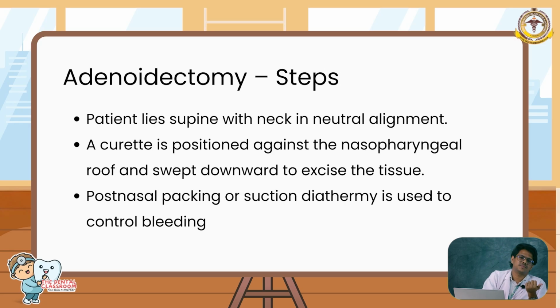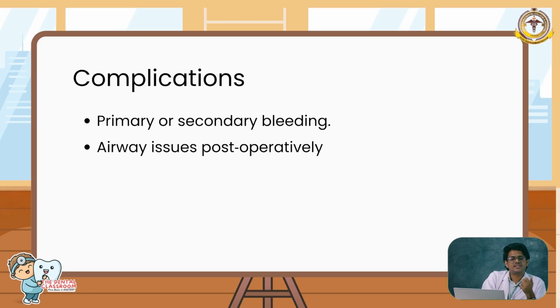Now what are the steps of adenoidectomy? Very simple procedure. We will use a St Clair Thomson adenoid curette. We will pass it posteriorly, take hold of the gland and just curette it. Complications: reactionary hemorrhage, secondary hemorrhage. The hemorrhage which occurs within 24 hours, we can call it reactionary hemorrhage. If it occurs later, it is known as secondary hemorrhage.